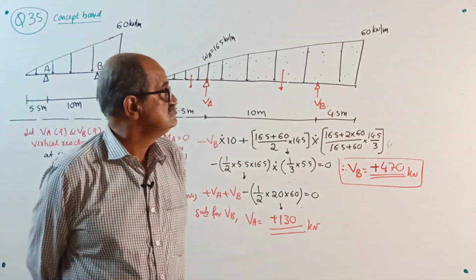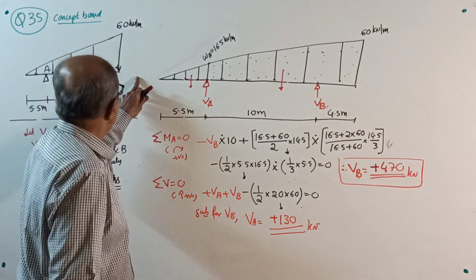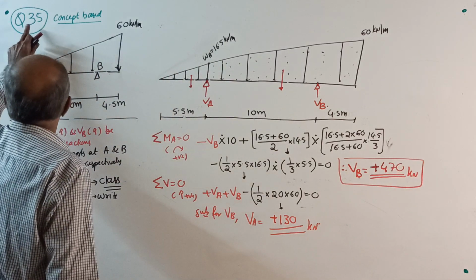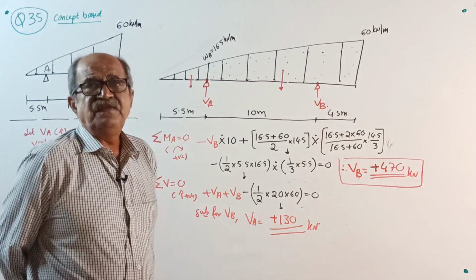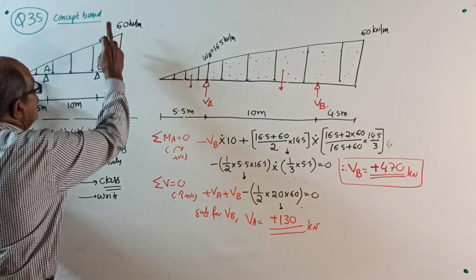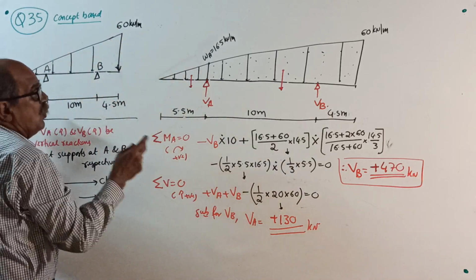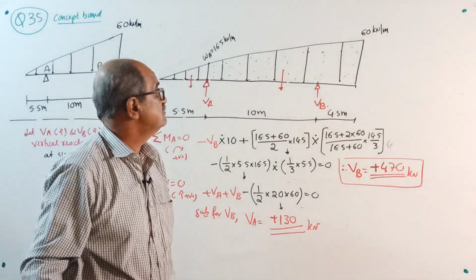Welcome to all. This is a concept-based question, very important. Question 35 I will solve, and 36 you have to solve the same way. See here, UVL is from here to here; 36 will be this way. That I will give as homework, or as an exercise with the mini solution, in the short class.